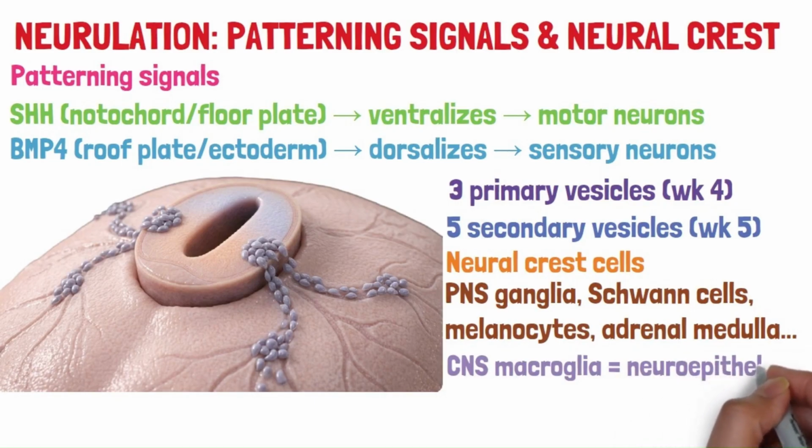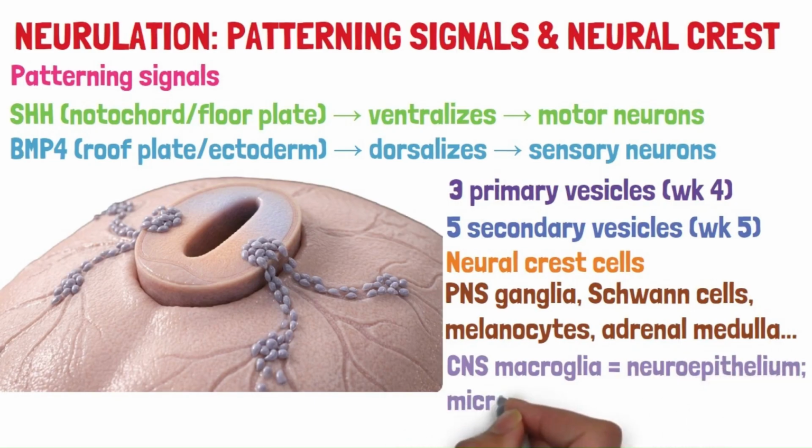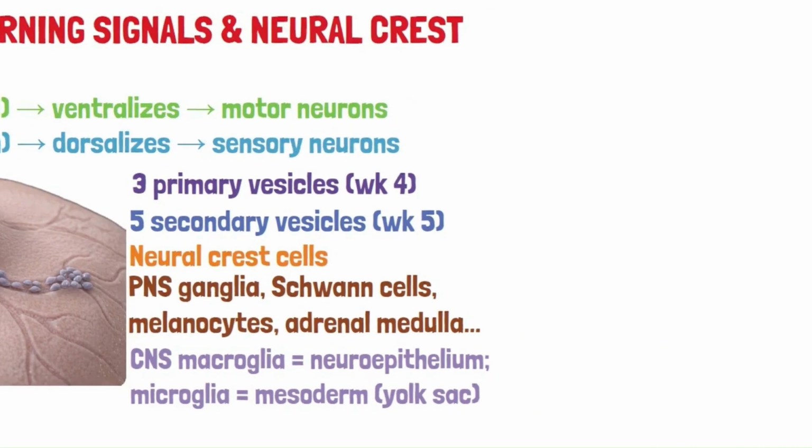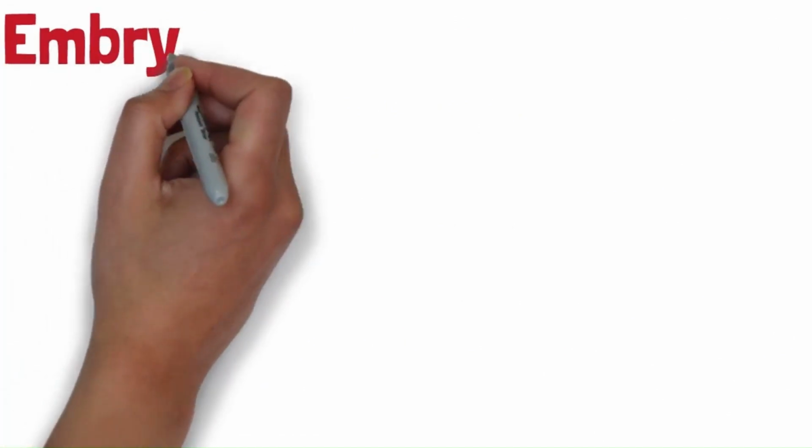Folate deficiency, valproic acid, and carbamazepine all raise neural tube defect risk. Periconceptional folic acid is protective.